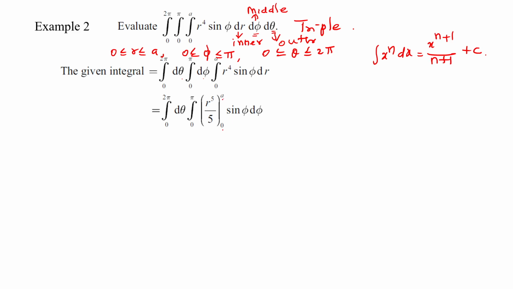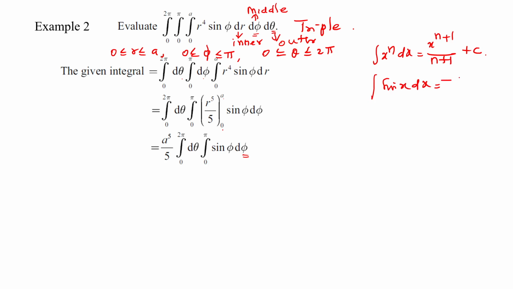Substituting the upper limit a, we get a power 5 by 5, which you can take outside. The remaining is the integral 0 to 2 pi d theta, 0 to pi sin phi d phi. Next we have to integrate with respect to phi. If you are integrating with respect to phi, what is the integration value of sin x dx?